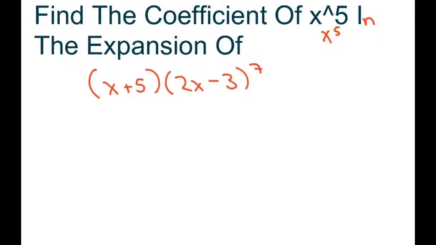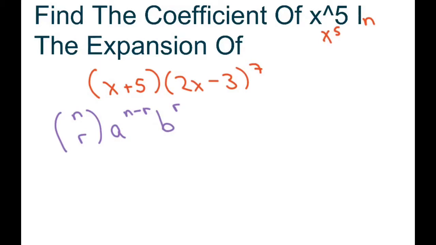Hi everyone. We're going to find the coefficient of x to the fifth power in the expansion of these two binomials. So we're doing a binomial expansion, and we're going to use our formula of n choose r, a to the n minus r power times b to the r power.